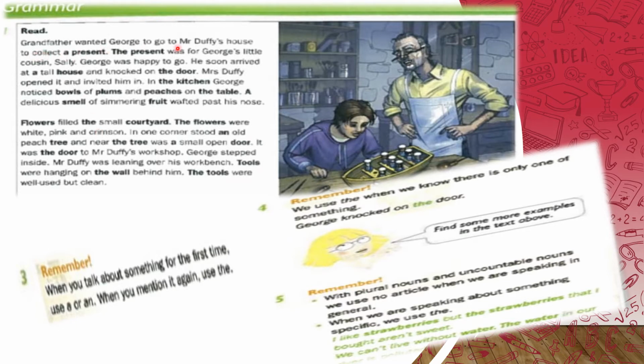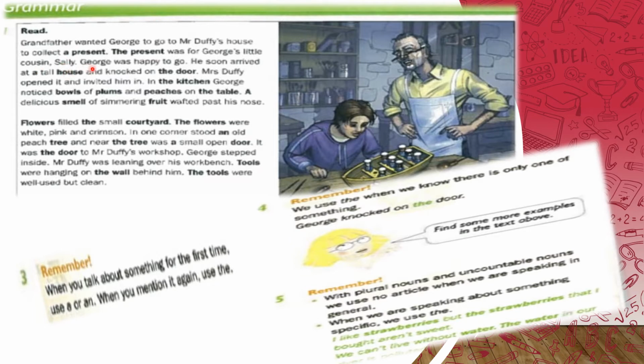Grandfather wanted George to go to Mr. Duffy's house to collect a present. Here we put a present because it is a present in general, and we mentioned it for the first time. The present was for George's little cousin. The present, this is the one we mentioned first and now mentioned again. So we have to put the: the present was for George's little cousin.